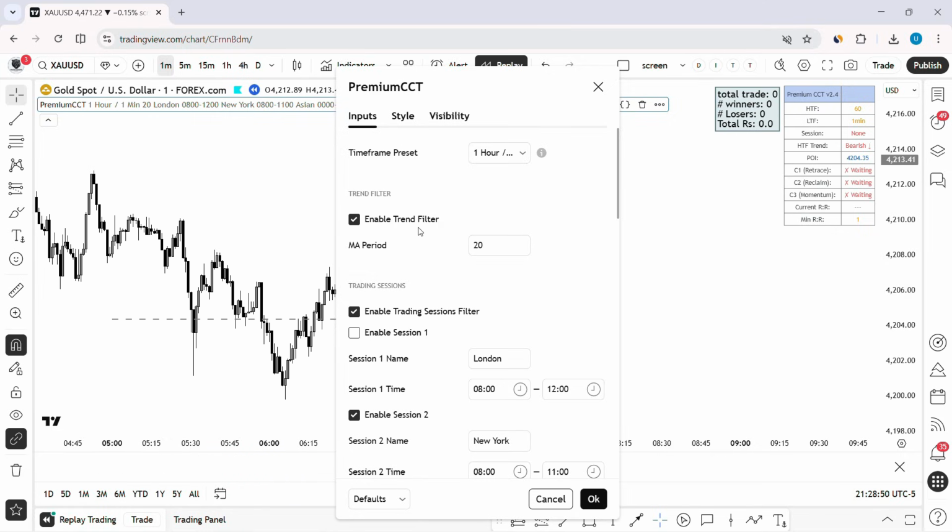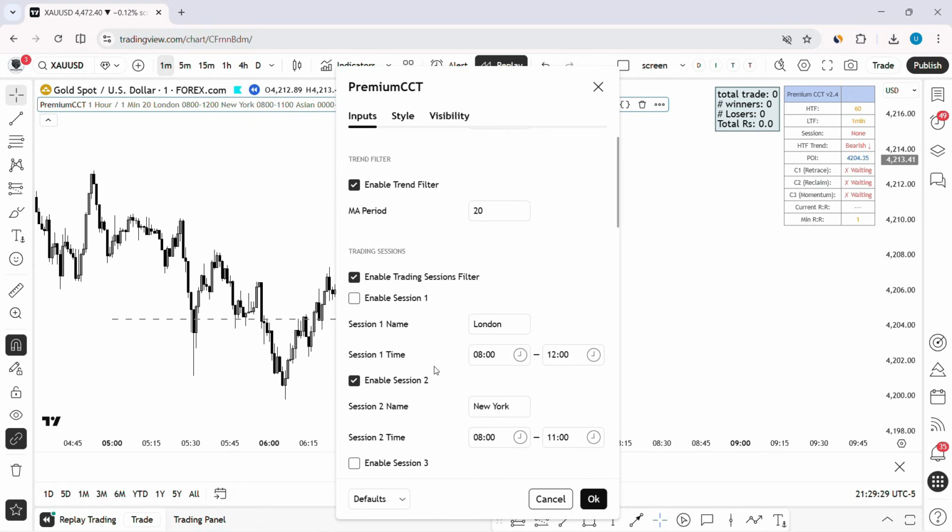After that, we have trend filter. When this is enabled, the indicator will only show signals that are in the trend direction of overall market. Then we have trading sessions. You can enable trading sessions or disable them. When it is enabled, the indicator will only take trades inside those trading sessions. But when it is disabled, the indicator will trade during a whole day.